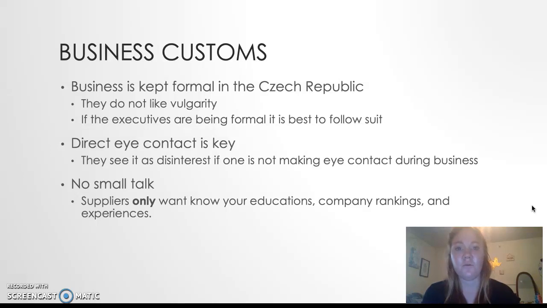This can also go with sitting down in a business meeting. The subordinate must wait to be seated until the executive takes a seat. Once the executive sits down, then the subordinate may follow suit and also sit down. To them, direct eye contact is also key. They see it as disinterest if one is not making eye contact during business.